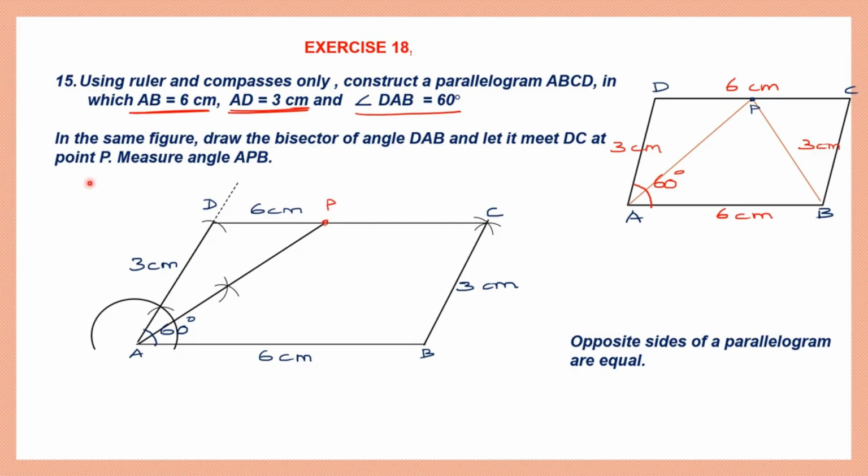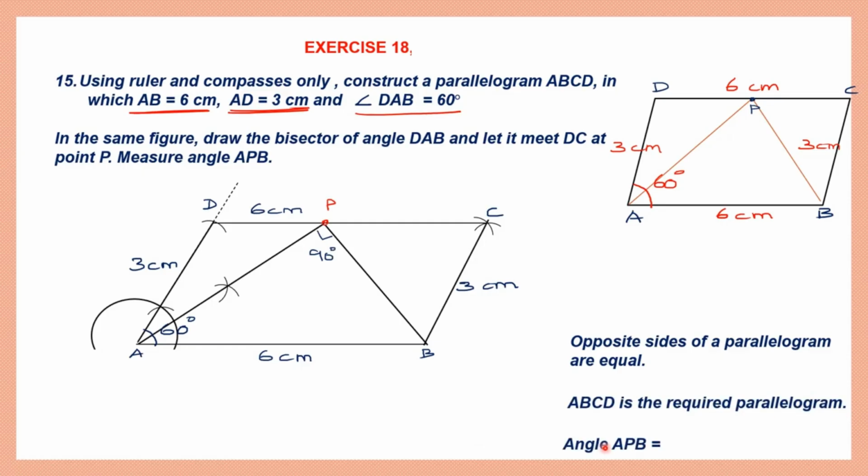So we have done everything till here. We have let it meet DC at point P. Now what does it say? Measure angle APB. So we have A, we have P, and we have B, but we don't have a line from P to B. So first thing is we have to draw this. Once this is drawn, if you measure angle APB, you will see that this is equal to 90 degrees. So what have we got? We've got ABCD, which is the required parallelogram, and angle APB is equal to 90 degrees. So we have this drawn here, 90 degrees, and this is the construction.